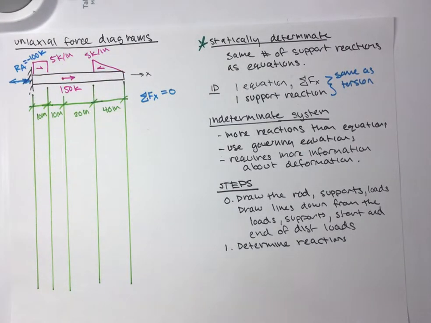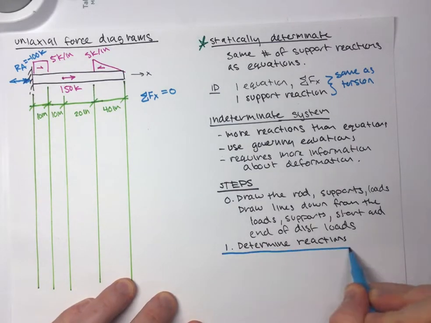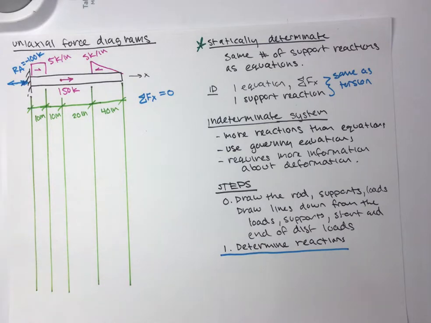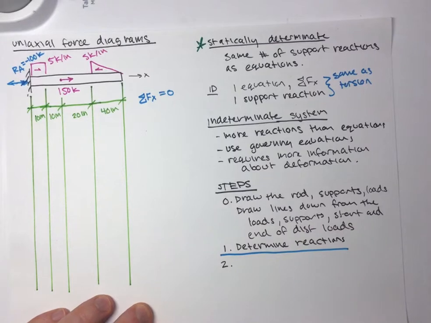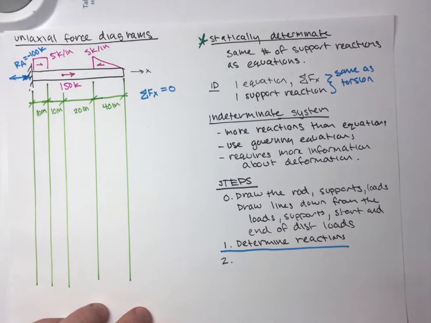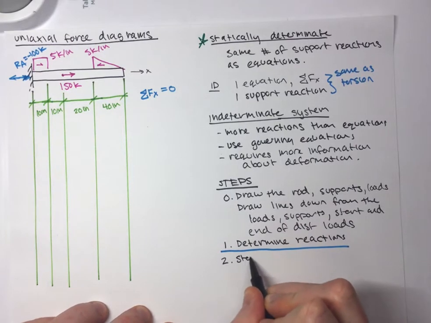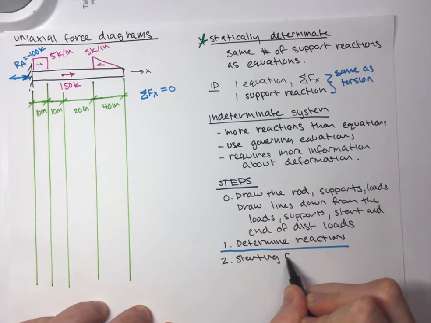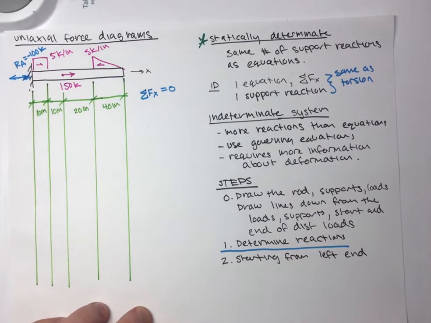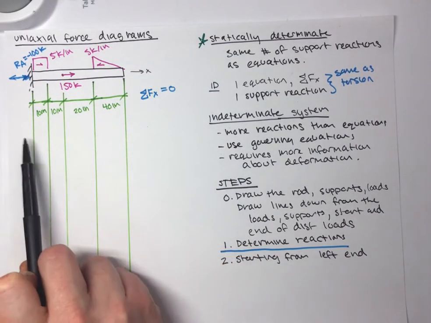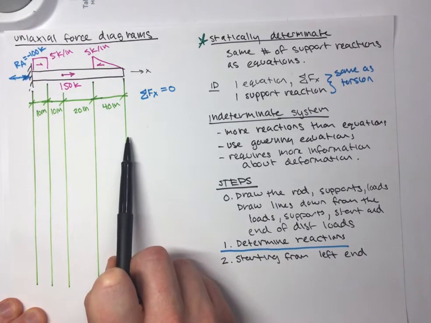Okay. So now we have our reactions. That was step 1. In this case, it's statically determinate, so we should only have 1, and we figured that out. And now we're on to step 2, the graphical method. I want to make sure you guys can read it. So starting from the left end, we're going to go from left to right. So we're going to start at this line. We're going to move across to this line.